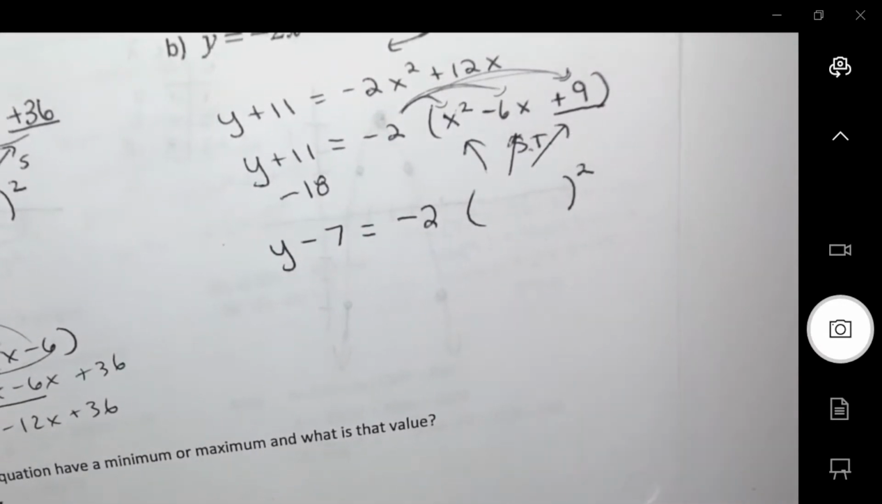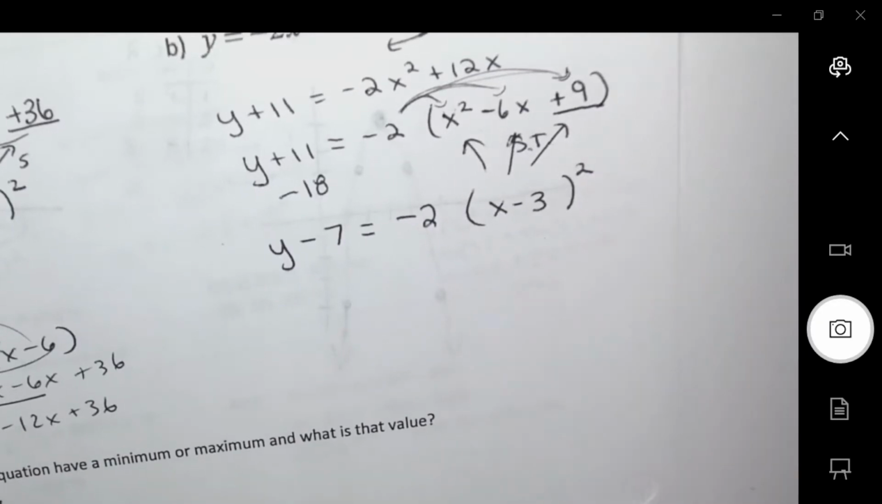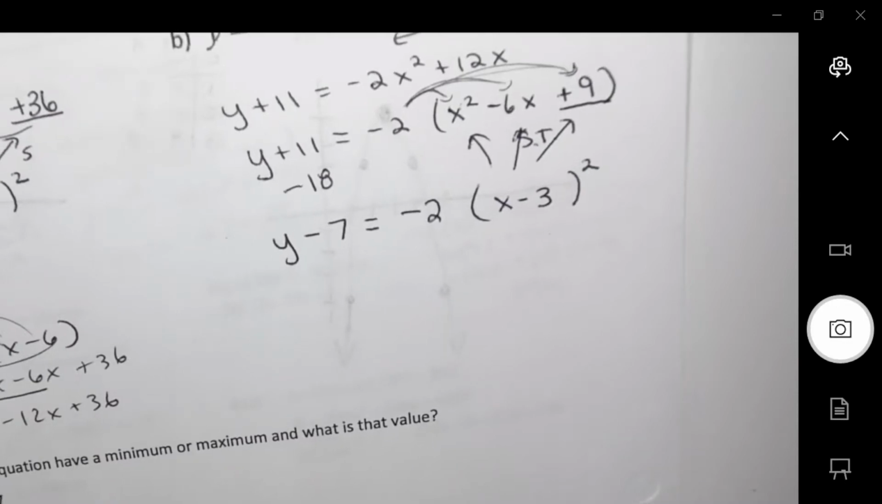So what is the perfect square binomial? X minus 3. How did you get the 9? Well, 9 is half of there. It has to be that way.